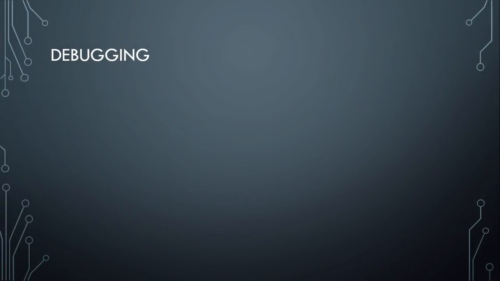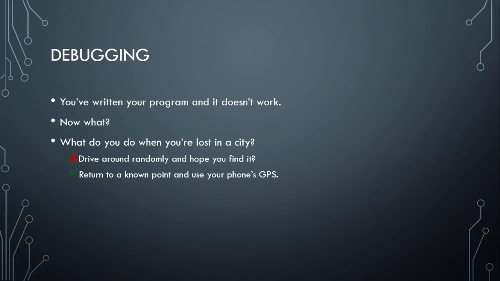We can't talk about programming, though, without talking about debugging. Now, this is saying, all right, I wrote my program, and it doesn't work. Why doesn't it work? I don't understand. Why is it not working? The code looks good, but it doesn't work. Well, now what do you need to do? So here's a real-life example. You're driving around, you're lost in the city. You're like, well, I need to be able to get back to my destination. So do you just drive around randomly until you hope you find where you got lost? No. Instead, you're probably going to return to a known point or pull off the side of the road and use your phone's GPS to help you re-navigate your route.